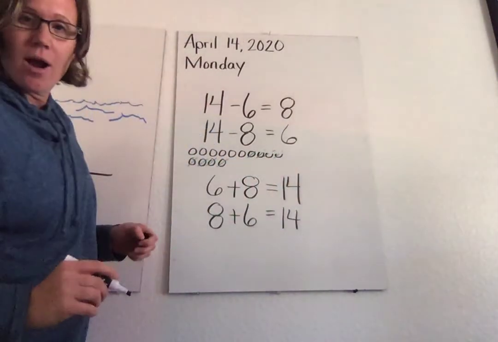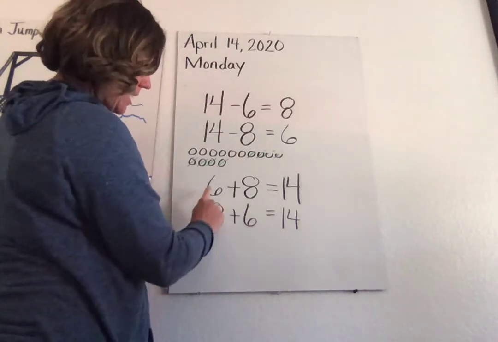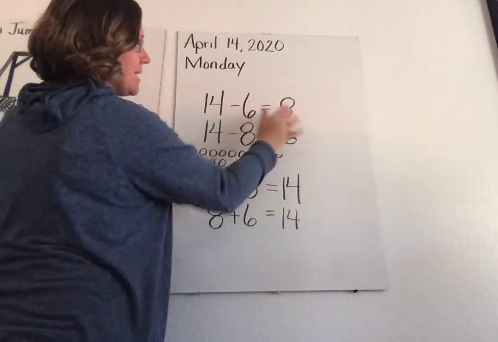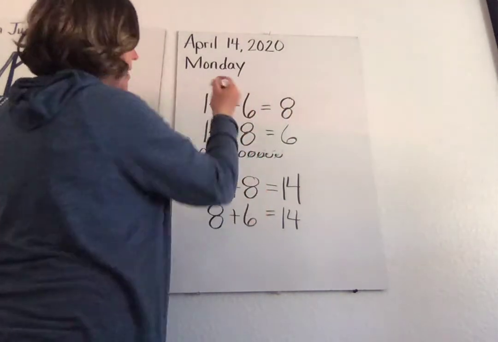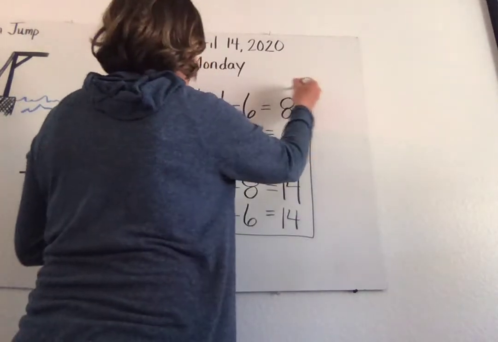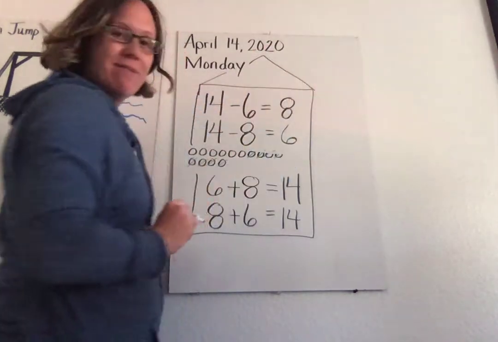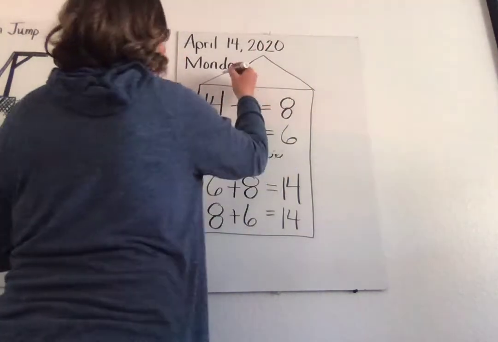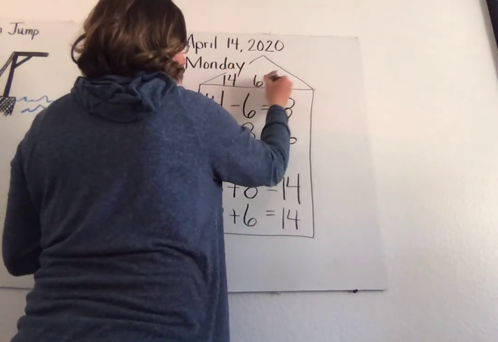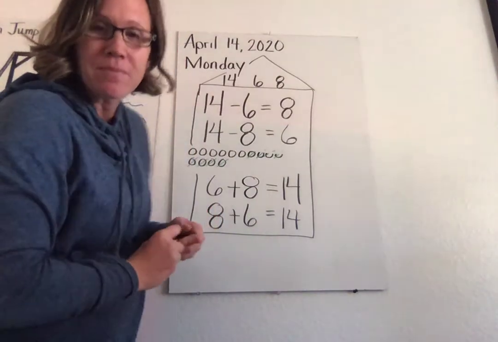14. Look at there. If you look at each one of them, you have an 8, a 6, and a 14. 6, 8, 14. 14, 8, a 6. 14, 6, and an 8. That's great. We call these our fact family. Remember our fact family? They all live in the same house. There's only 3 of them. So our 14, our 6, and our 8 are part of this fact family.